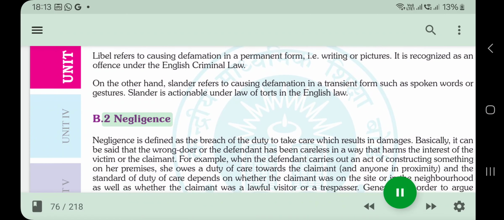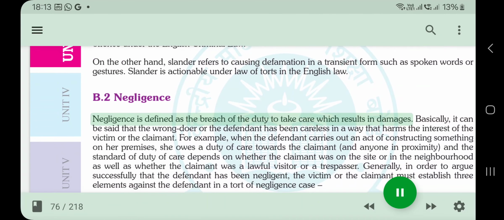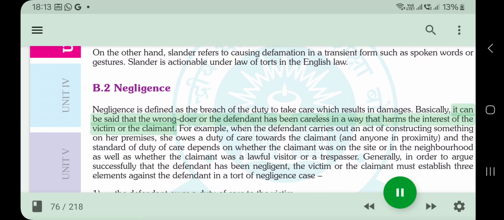Negligence. Negligence is defined as the breach of the duty to take care which results in damages. Basically, it can be said that the wrongdoer or the defendant has been careless in a way that harms the interest of the victim or the claimant.